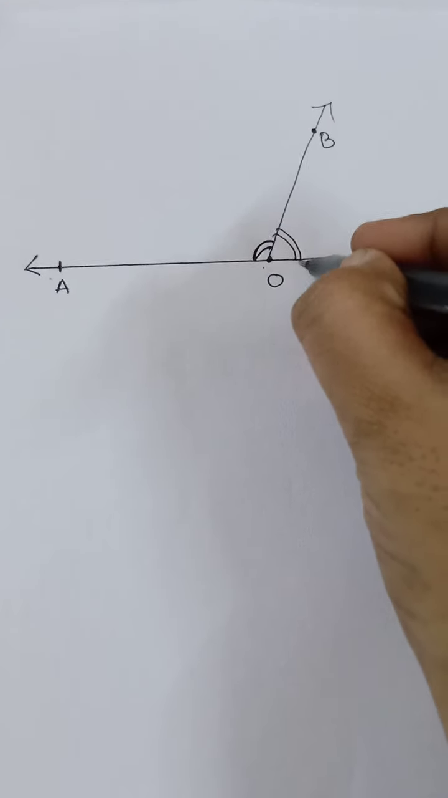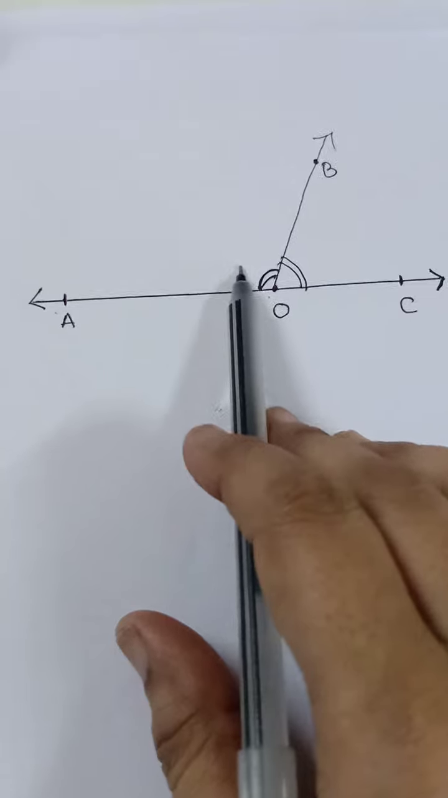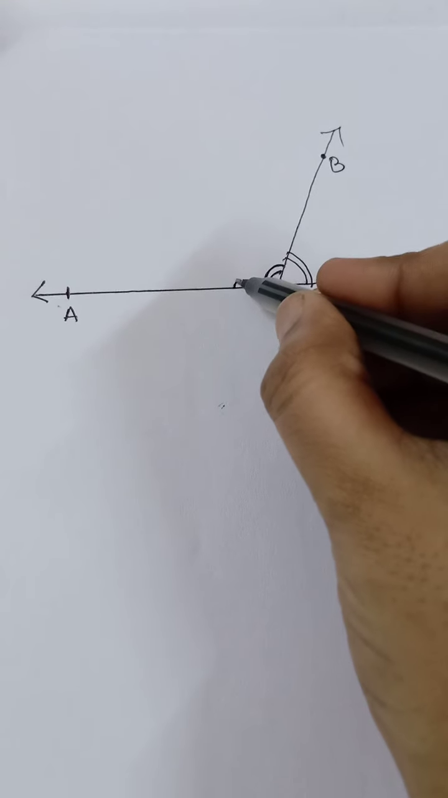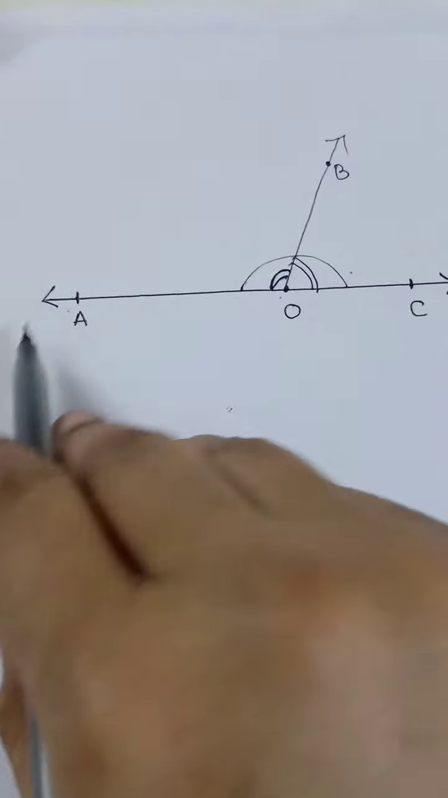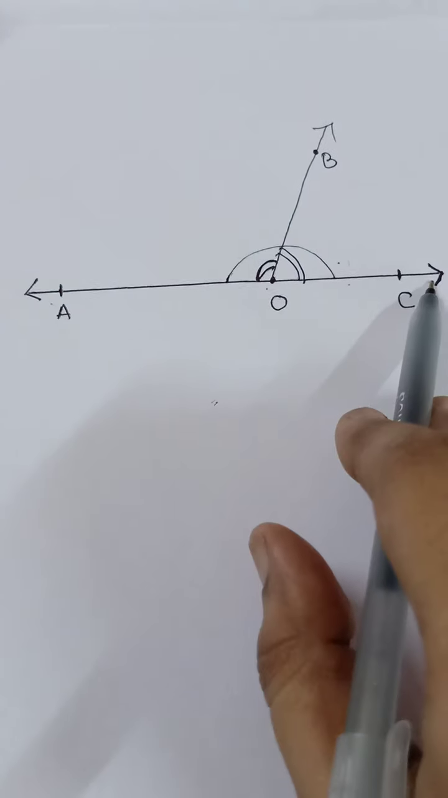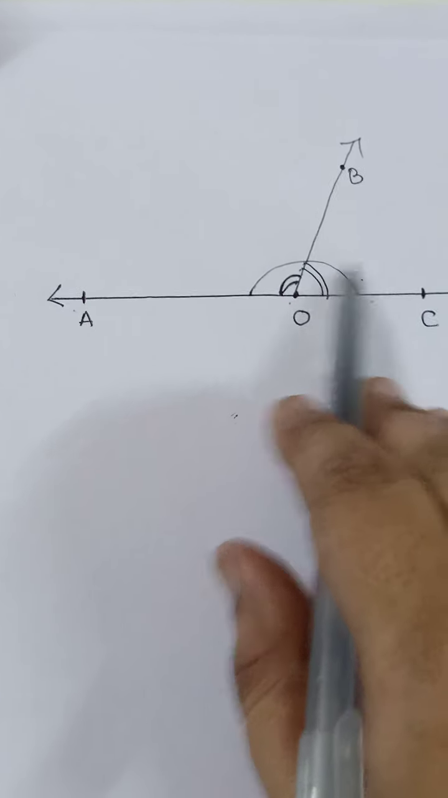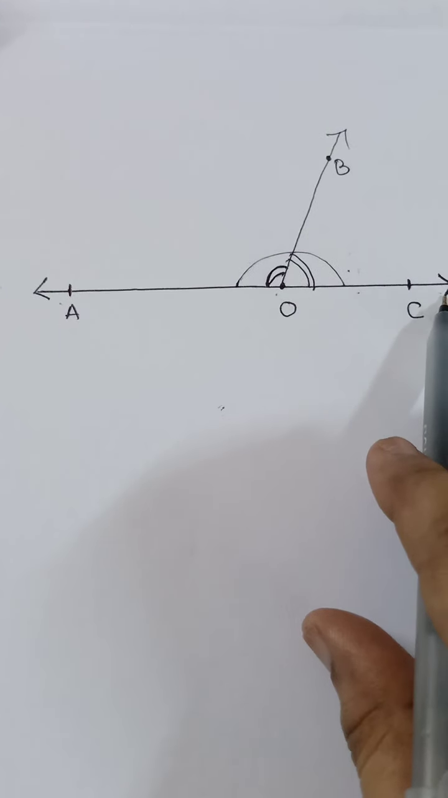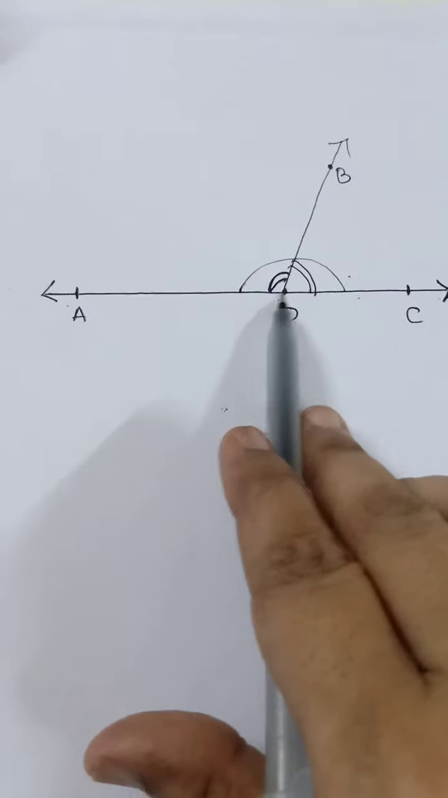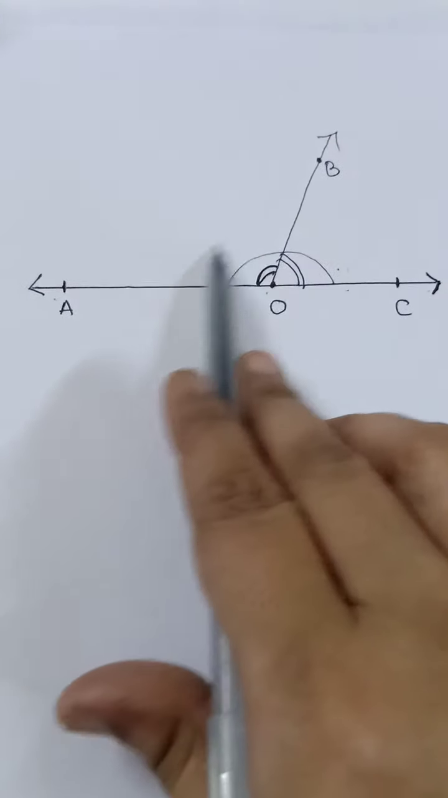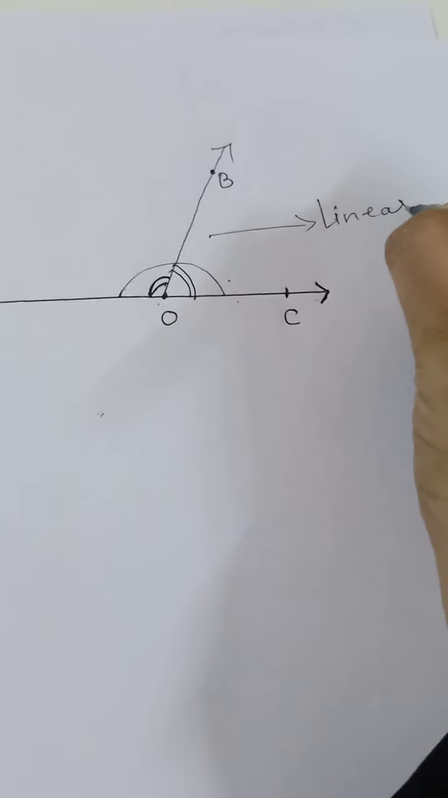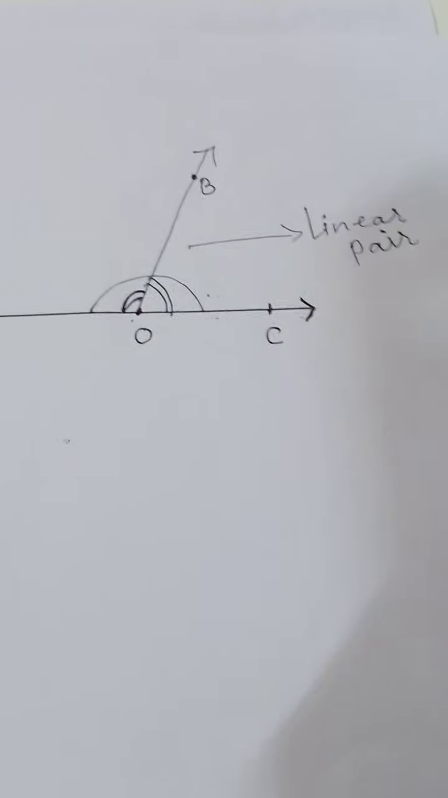This angle, and both the angles are on the same line. That means whenever we combine these two angles, it is nothing but a line. So whenever the combination of two angles is a straight line, that is, whenever we join these two angles AOB and BOC we get a straight line, then these two angles are called angles in a linear pair. It is called angles in linear pair.